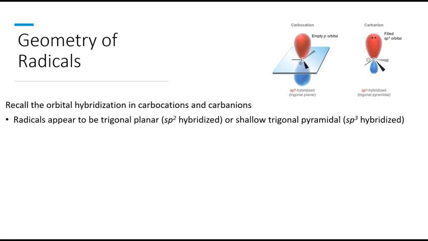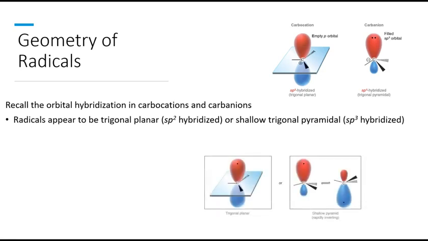Radicals appear to be trigonal-planar sp2 hybridized or shallow trigonal pyramidal sp3 hybridized, tetrahedral in terms of our electron geometry. So note, either trigonal-planar or a shallow pyramid rapidly inverting.